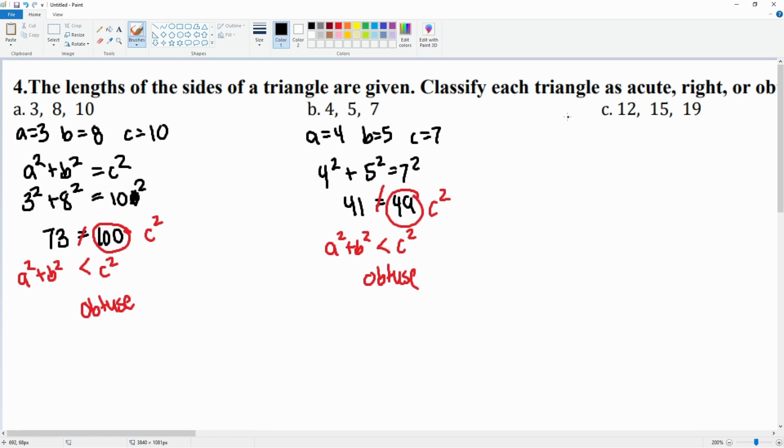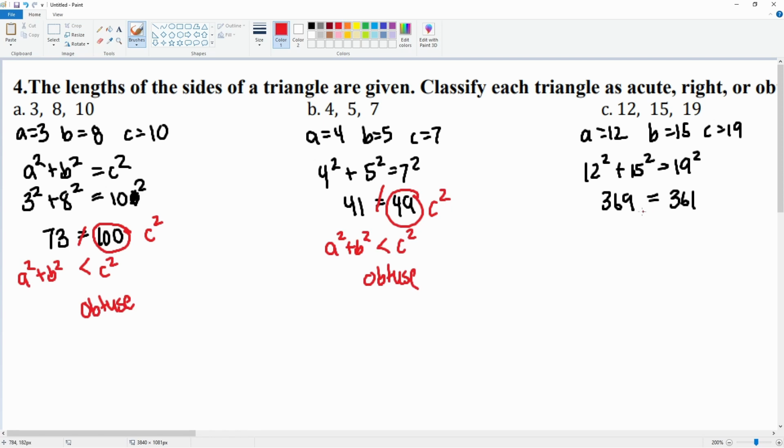The last one, A equals 12, B equals 15, C equals 19. 12 squared plus 15 squared is equal to 19 squared. 12 squared plus 15 squared, which is 369, equal to 19 squared, which is 361.